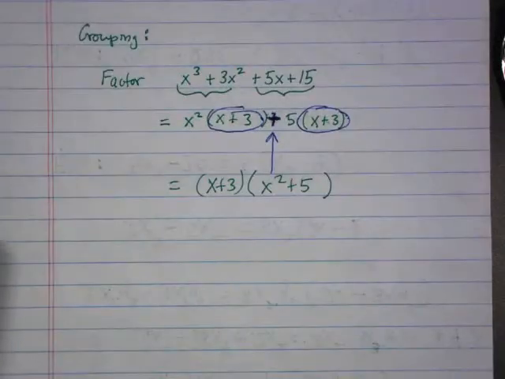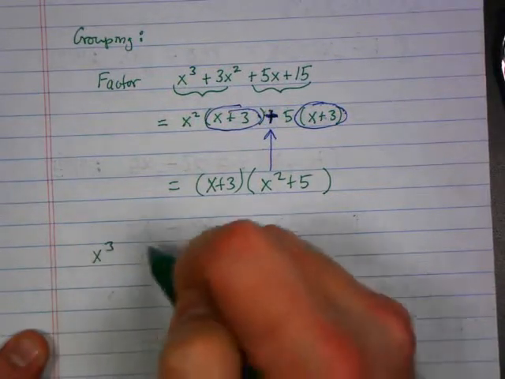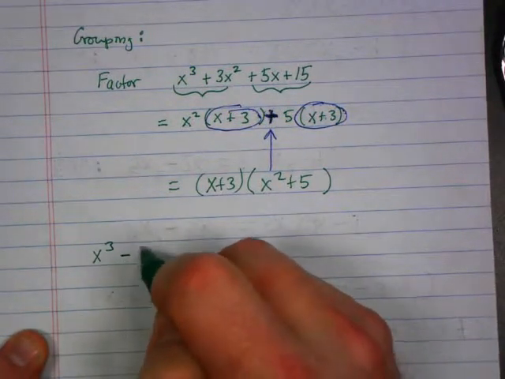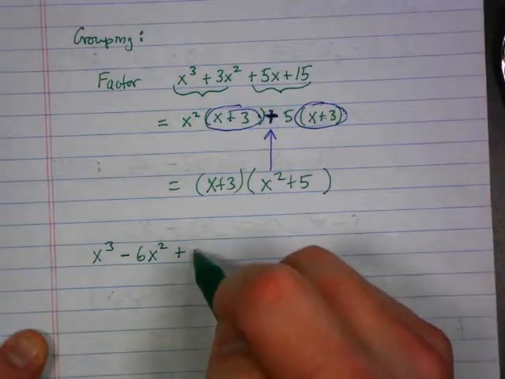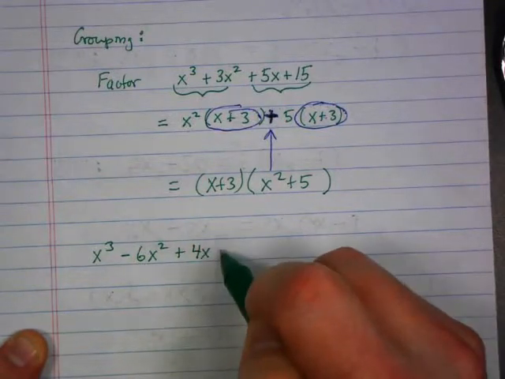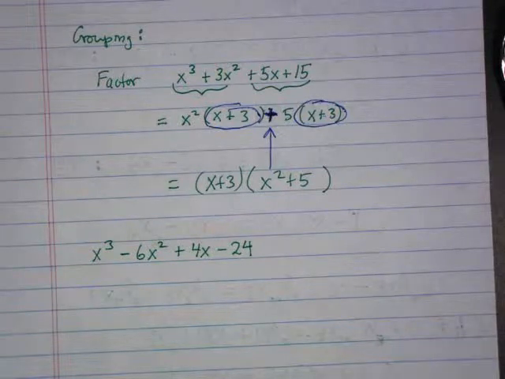Okay, so how about x cubed minus 6x squared plus 4x minus 24. Once again, I would begin by looking for a GCF. Do I have a greatest common factor? No, I don't think so. They don't all have an x, and there's no number that's in common to all of them, is there? Because this first one has a 1.